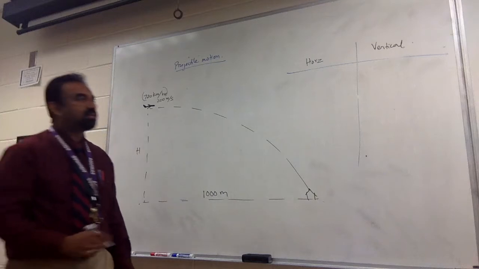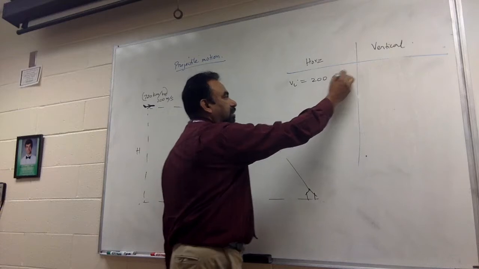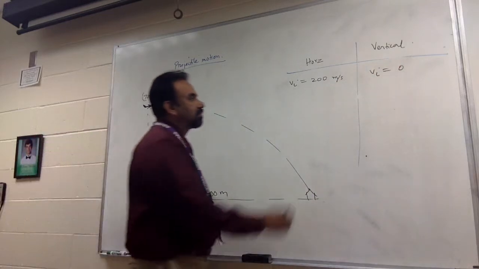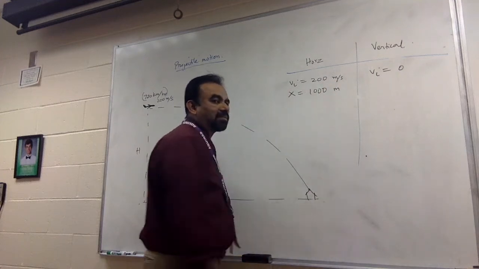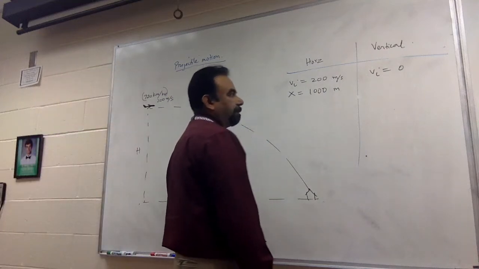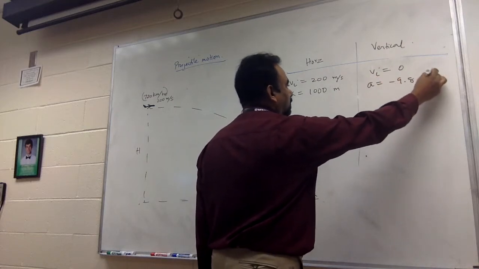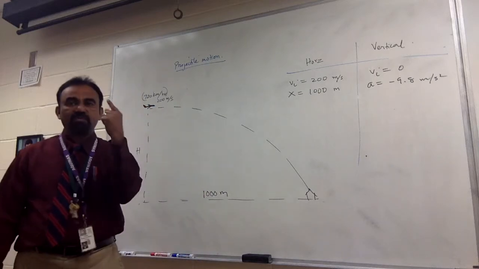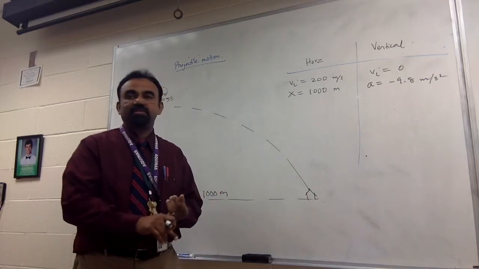So pulling up the data, initial velocity is 200 here, but the initial velocity here is 0. The horizontal displacement is known, 1,000. On this side, we have the acceleration negative 9.8. And we don't have any other information. On that side, we need one more piece of information, but we don't have it. We don't know anything else.